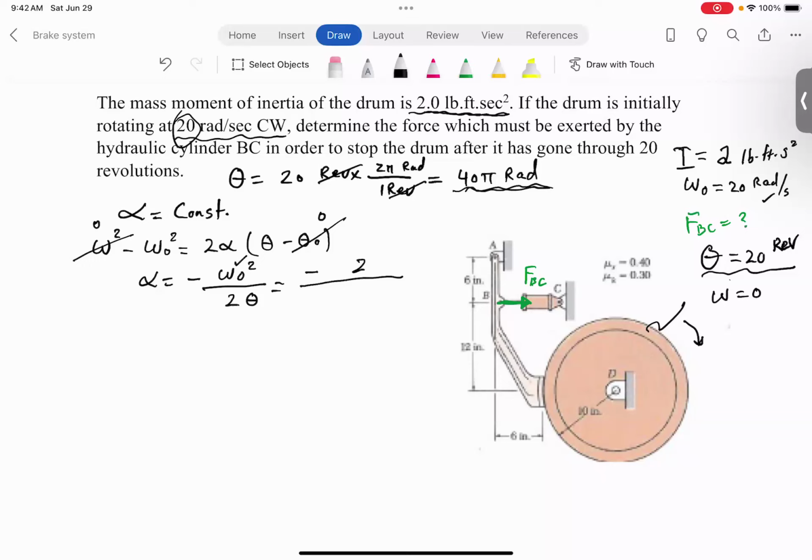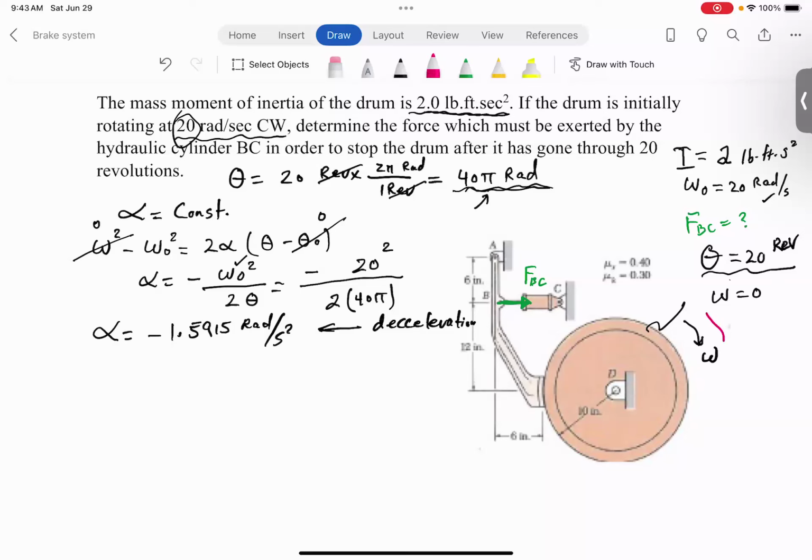So initial angular speed is 20 squared divided by 2 times 40 pi, and that's why we had to change this to radians. If you do the calculation, I believe that becomes negative 1.5915 radians per second squared. Negative means basically deceleration. Even though the drum is going in this direction, its alpha is the other way, because you have to slow it down. You have to decelerate in order to come to rest. Okay, so that's the kinematics part, getting the alpha.